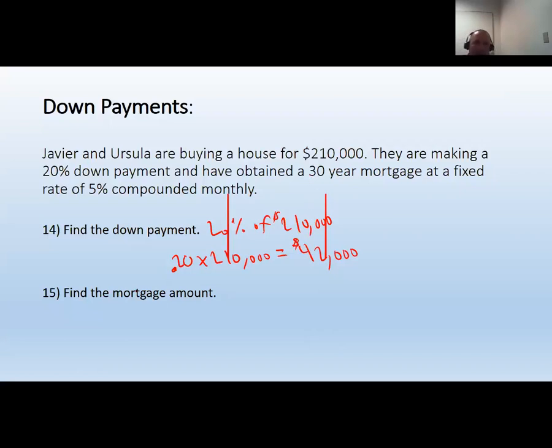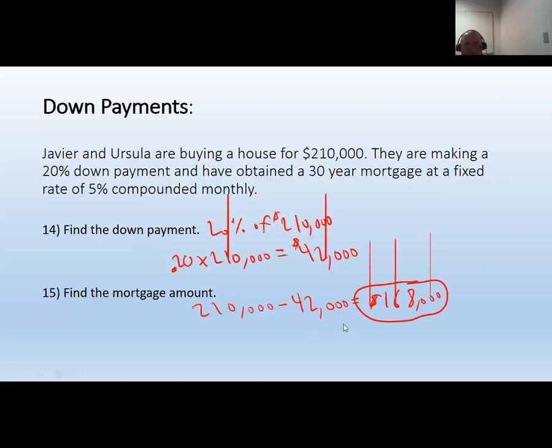The next question says find the mortgage amount. Well, the mortgage amount is basically the amount that the house was bought for, which is 210,000, minus the down payment that's being paid up front. That is the amount being financed in the mortgage. So if you take the 210,000 and subtract off the $42,000 down payment, you end up with 168,000 as your mortgage amount, the amount that's being borrowed. All right, so does anybody have any questions on this problem?